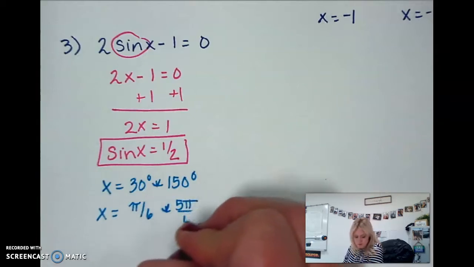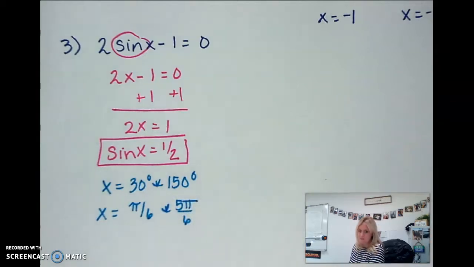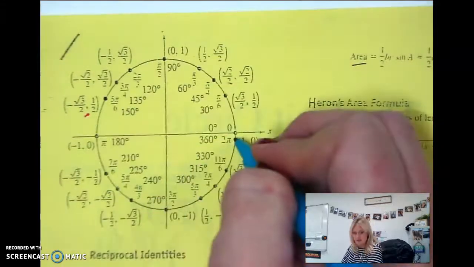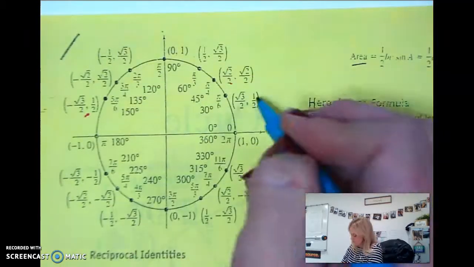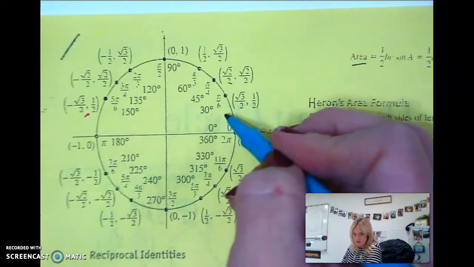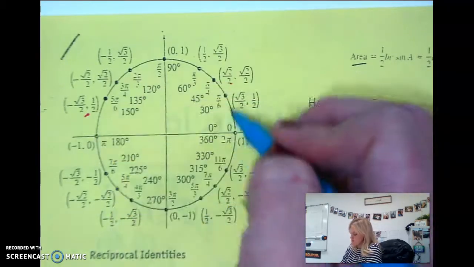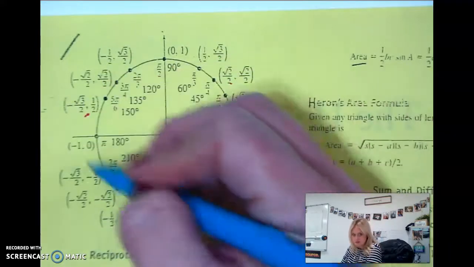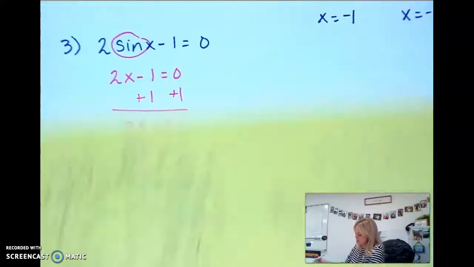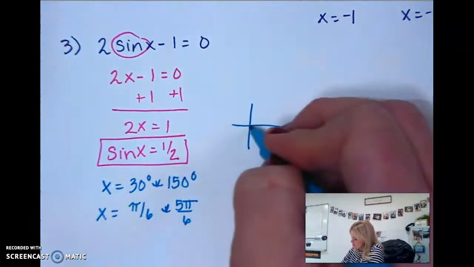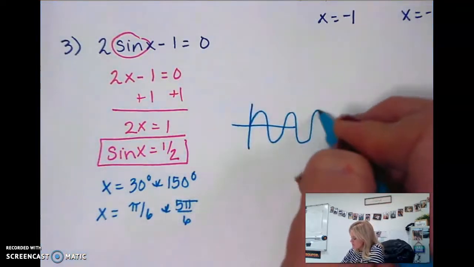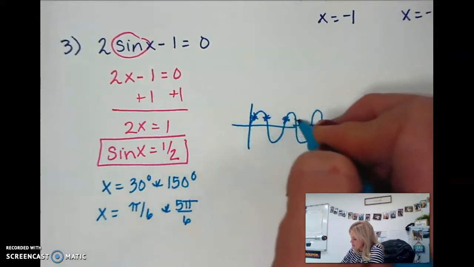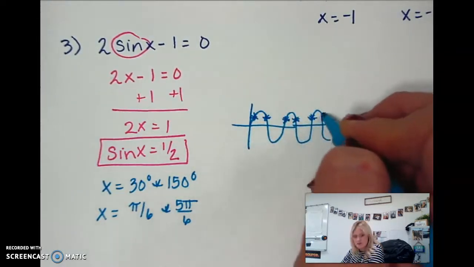Now, there's one more twist to this. What do you know about a circle? A circle keeps going on forever and ever. So while it happens at 30 degrees, it also happens at 390 degrees, and another 360 from there, and another 360 from there, because the sine wave goes on forever. So every time it's a 1/2 at pi over 6, it happens every 2 pi later.